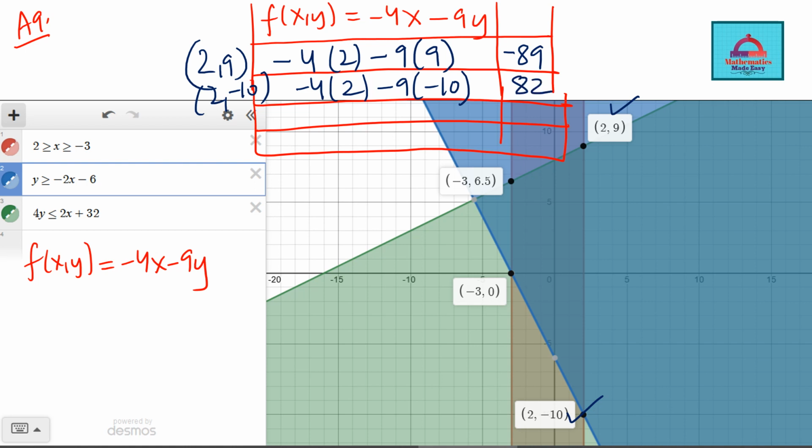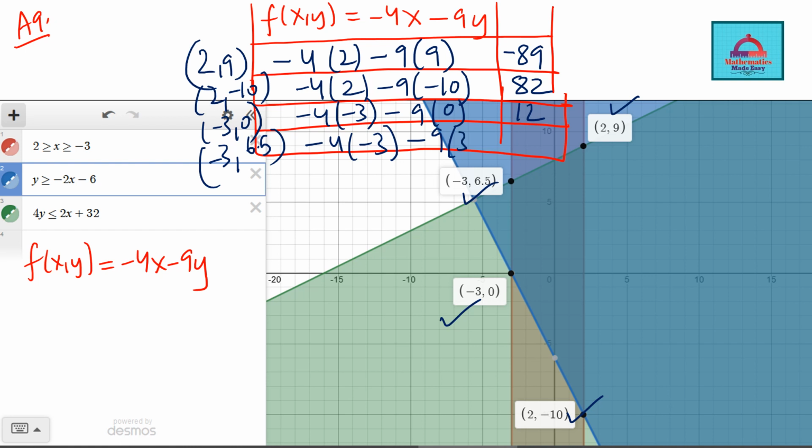Next point, minus 3, 0, this point. So again, do the same thing. Calculate the value of the function at this point. This becomes 0, so this is just 12. Last point, which is decimal, is minus 3, 6.5. Put that in the equation, and what you get is minus 4 times minus 3 minus 9 times 6.5. So again, this comes out to be minus 46.5.